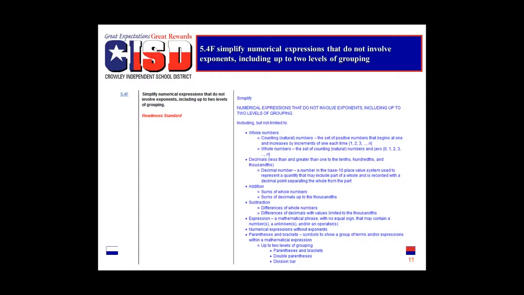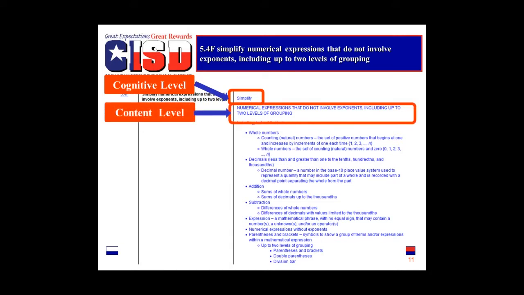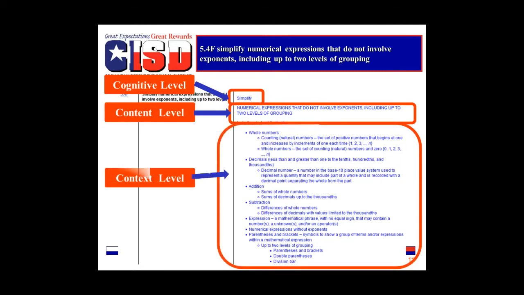When reviewing the standard, make sure to identify the cognitive level. These are the verbs that define what the students will be able to do. The content level, which is the overall concept that students will learn and in what context it will be taught. Please take a moment to pause the video to look on pages 29 through 31 of the Unit 4 IFD and review the standard and unit level specificity.